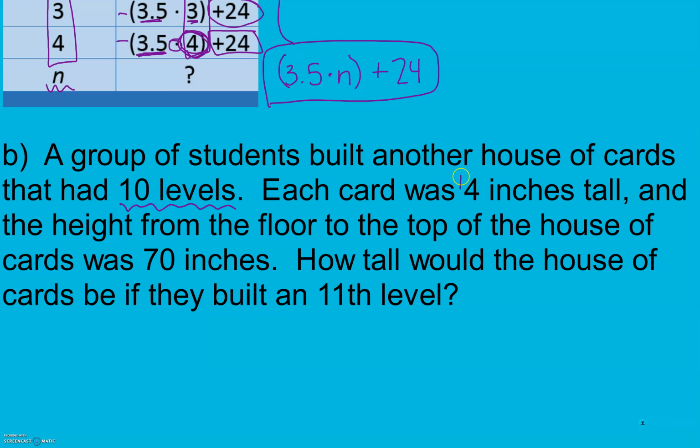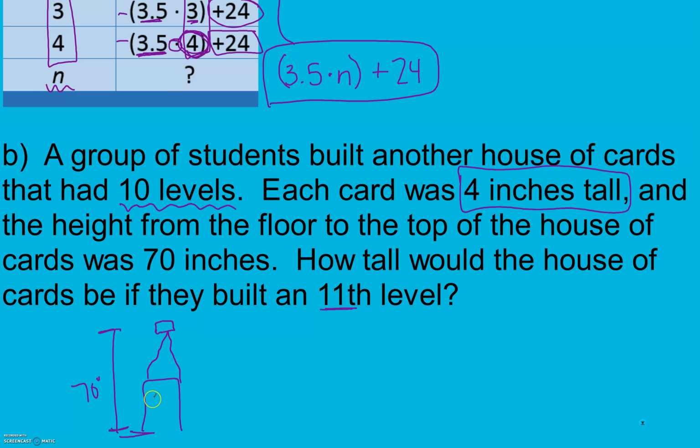Each card was 4 inches tall, and the height from the floor to the top of the house was 70 inches. So from the floor, then we have a table, then we have a house of cards. This whole thing is 70 inches. How tall would the house of cards be if they built an 11th level? So we want to know if we added one more stack of cards here. Well, the only thing that's changing is we're adding that 11th level.